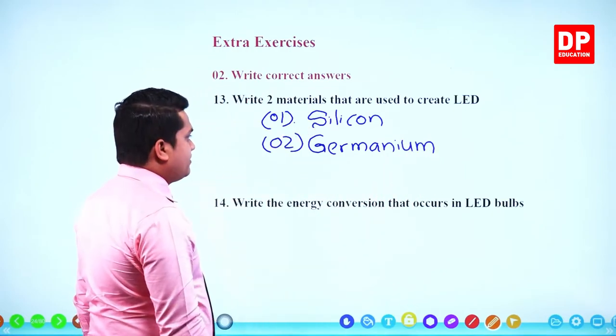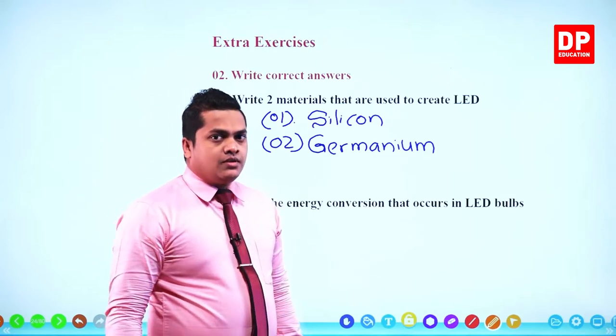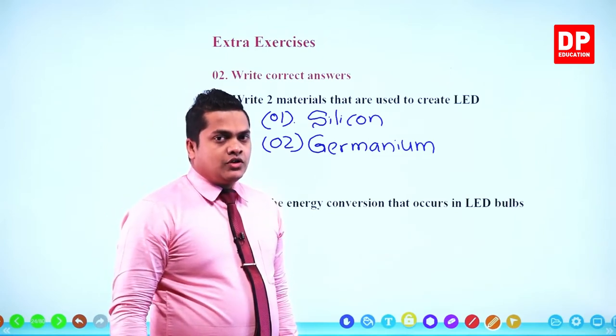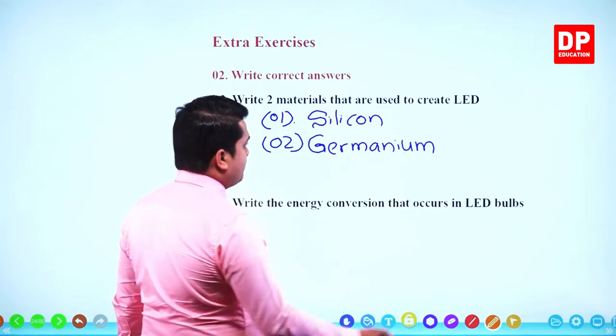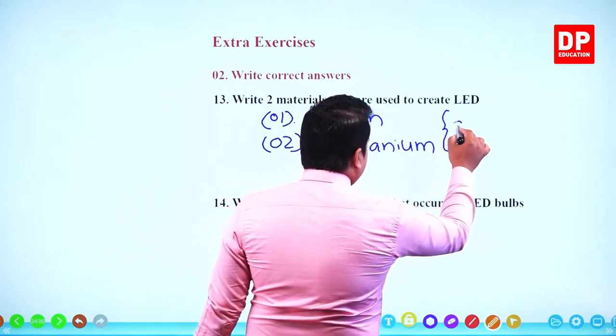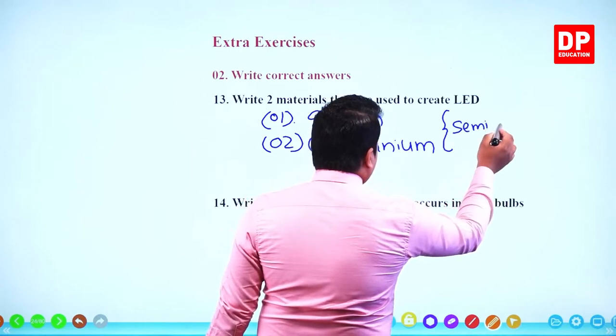Silicon and germanium are the two main types of materials that we use to create LEDs. All of these things are, remember my dear children, semiconductors.